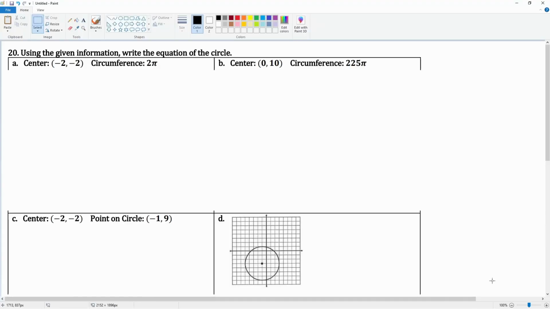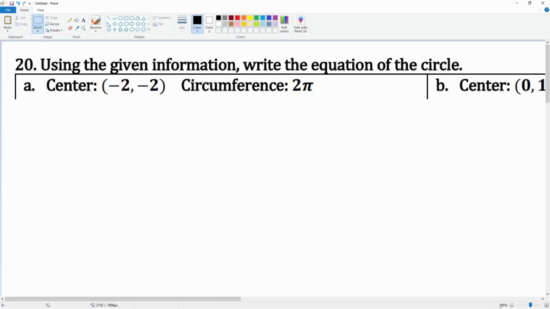All right, number 20, it looks like we need to use this given information to write the equation of the circle. We have a center here, and that's going to get us our h and our k value. Our h here is going to be equal to -2, and our k here is also equal to -2.